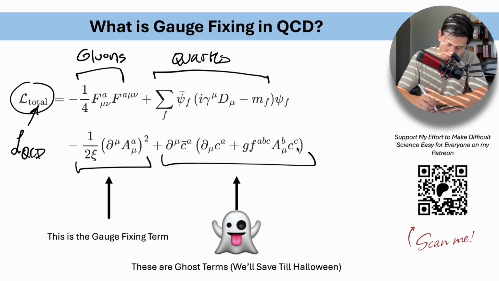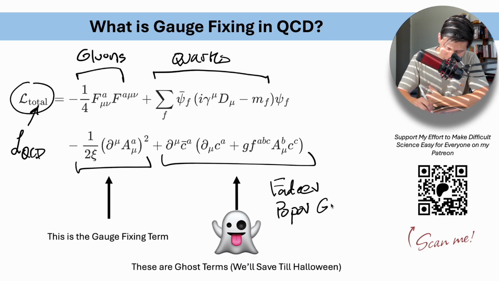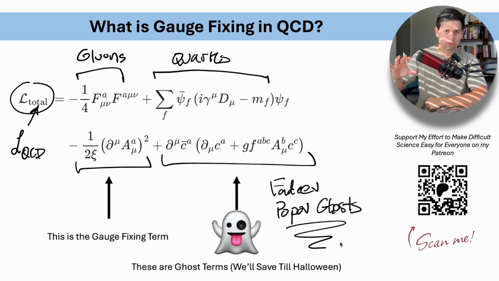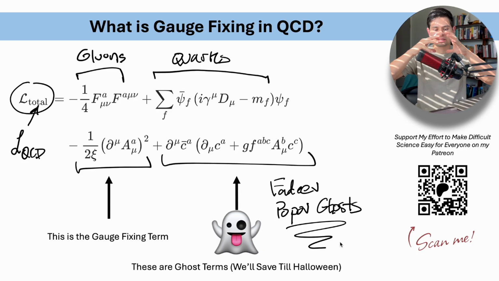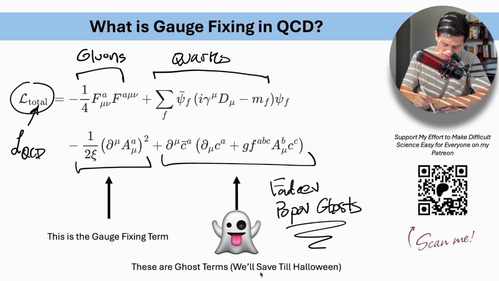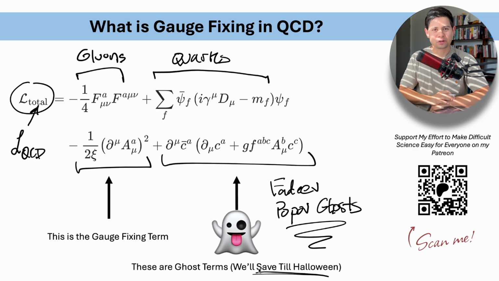They come from this idea called the Faddeev-Popov ghosts. We're not going to talk about these quite yet, but they're important in maintaining something that we'll call a different type of symmetry that sort of extends beyond the gauge symmetry. But we're going to save this till Halloween because I'm a little bit whimsical in that way.